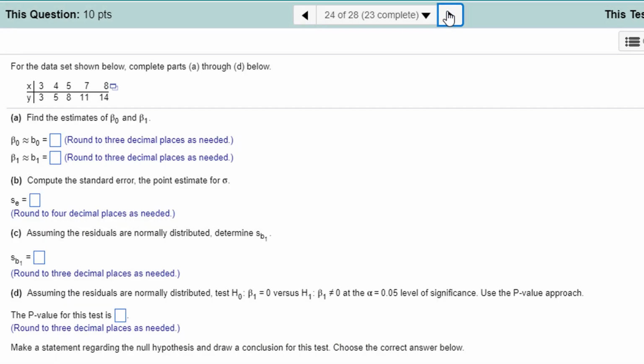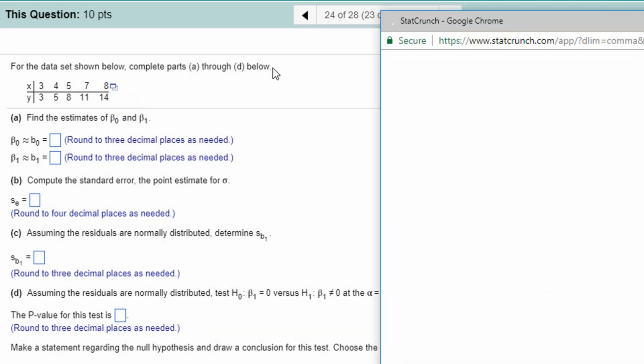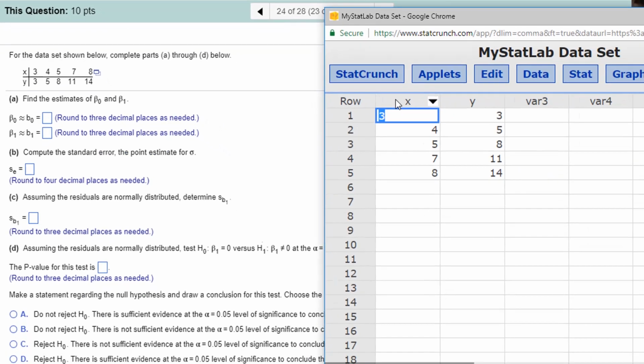Okay, for the data set below, compute these parts. This is some stuff from week 7. This is inference on these parameters. So let's open this in StatCrunch, get our data.